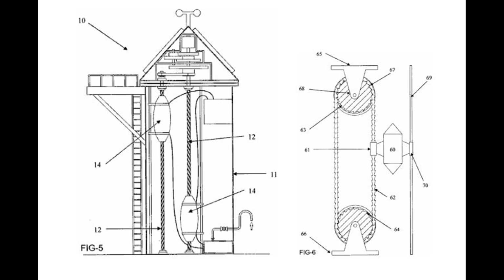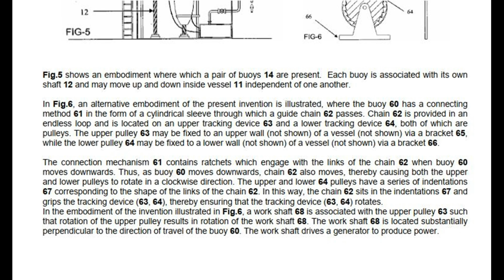Fig 5 illustrates a cross-sectional view of an energy generation system according to one of the embodiments of the present invention. Fig 5 shows an embodiment where a pair of buoys 14 are present. Each buoy is associated with its own shaft 12 and may move up and down inside vessel 11 independent of one another.